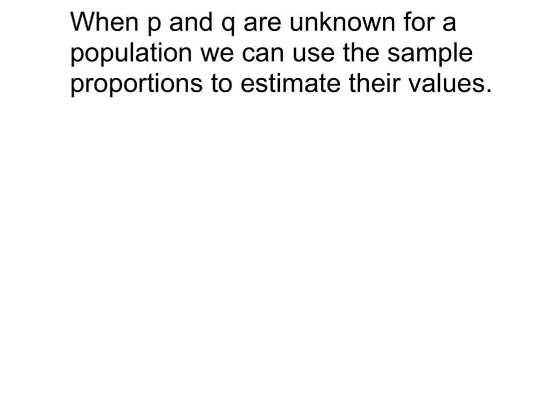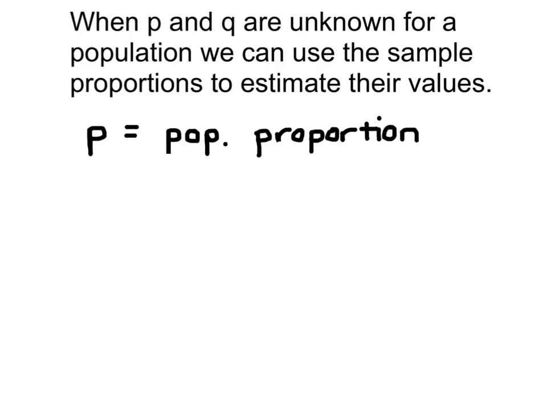Here, we're going to need some new notation. P will represent the population proportion. So we're going to say P represents our population proportion, and that could be any proportion. Maybe it's the number of females versus males. So something that describes the population.